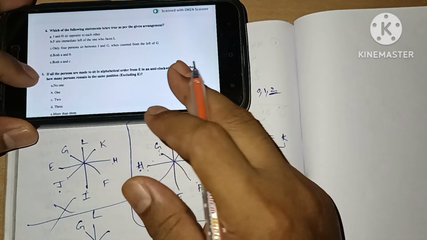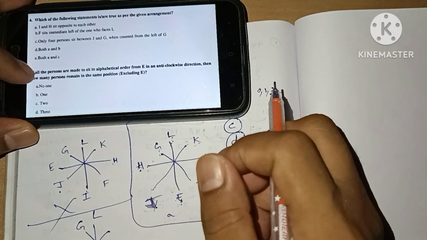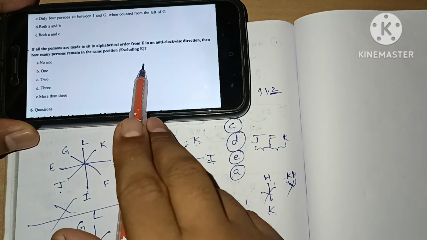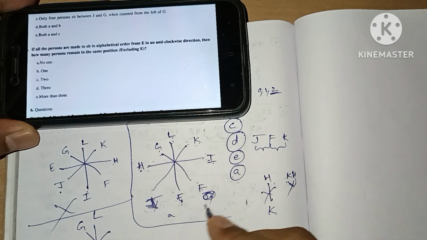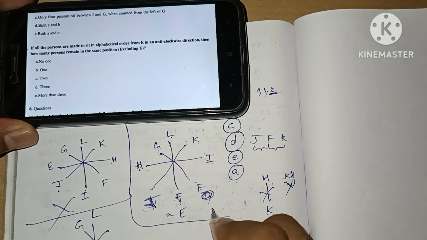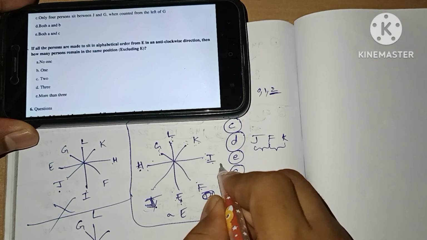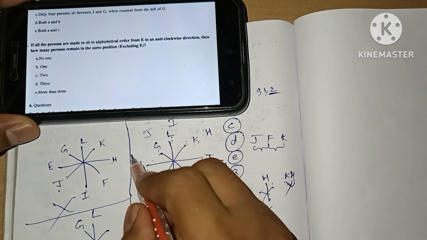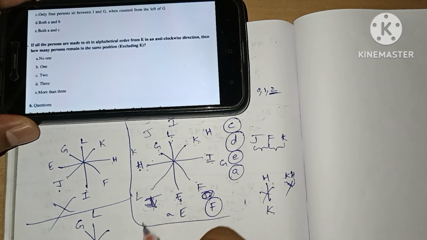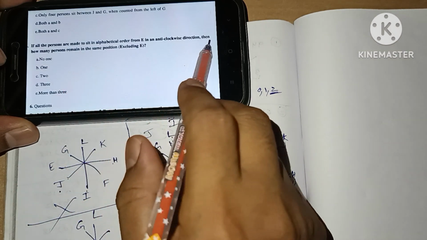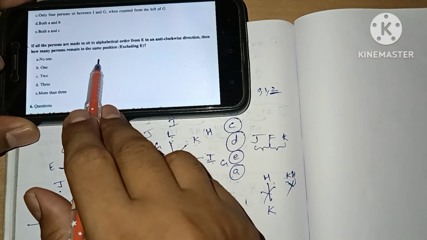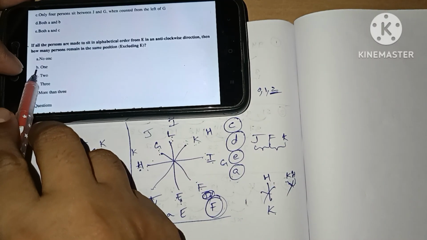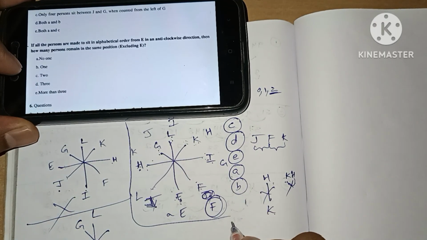Next, fifth question. If all the persons are made to sit in alphabetical order from E in anti-clockwise direction, E, F, G, H, I, J, K, L, then how many persons remain in the same position excluding E? Only F. So option B, only 1, is the answer.